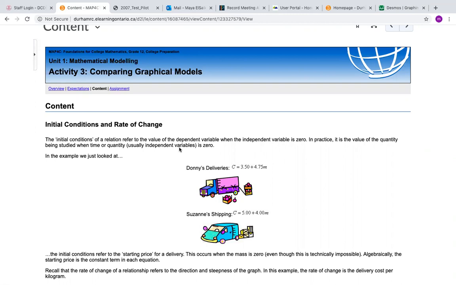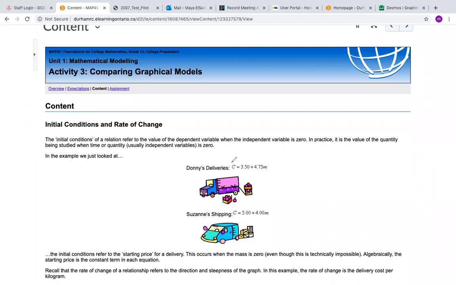So what we have here are two different delivery or shipping companies, and the equations for these two companies. We have Donnie's Deliveries, which is C equals 3.5 plus 4.75M, and Susan's Shipping is C equals 5 plus 4M. Now, when I'm looking at these two equations, I need to first analyze what they mean, right?